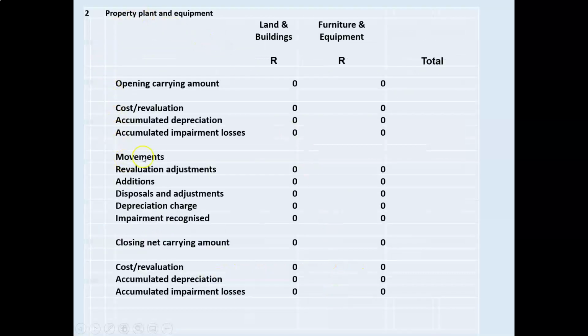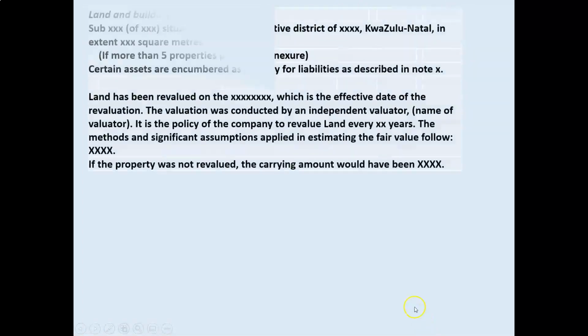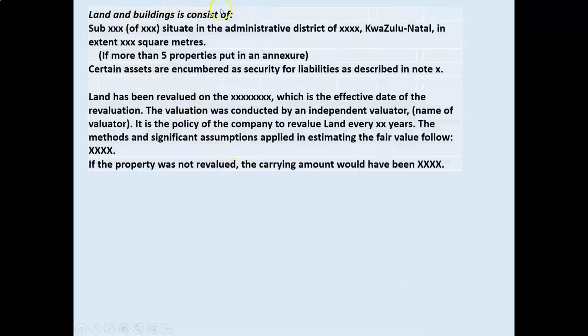And here's our property, plant and equipment note. This is our IAS 16 note: the opening carrying value, the movements for the year, the closing net carrying value for each class, and a total column. Then you also have to say where land and buildings are situated, that you also know. And if it has been revalued, what was the effective date of the revaluation and who has done the revaluation, that you have to mention as well.